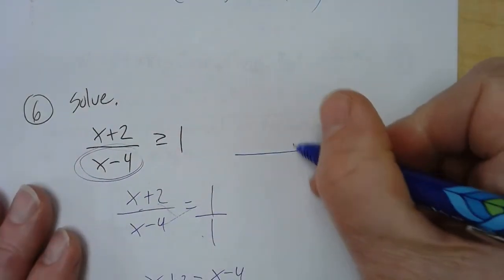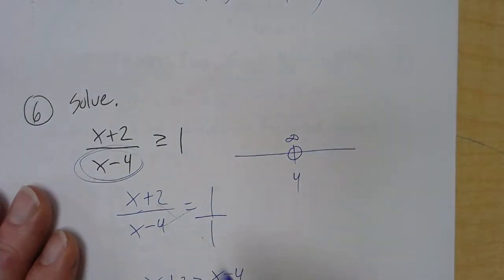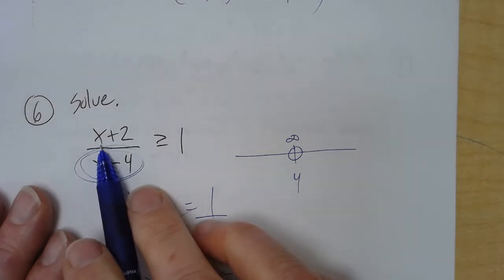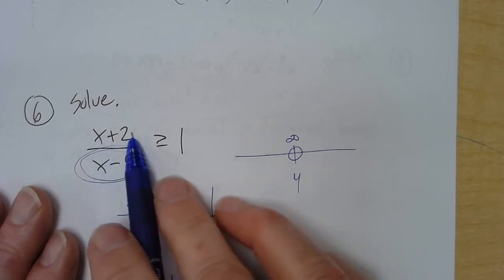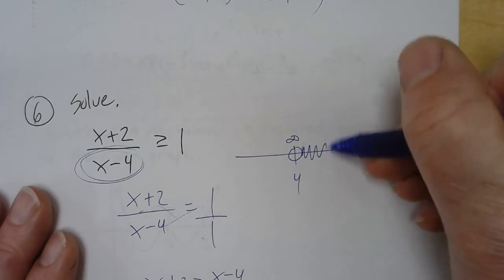So 4 is the only interesting point here, and that's the blow up point where the function blows up. And then we go, okay, if I put in a big positive into this, it would be positive, like put in 10, it'd be 12 over 6, which is 2. So it works on this side.